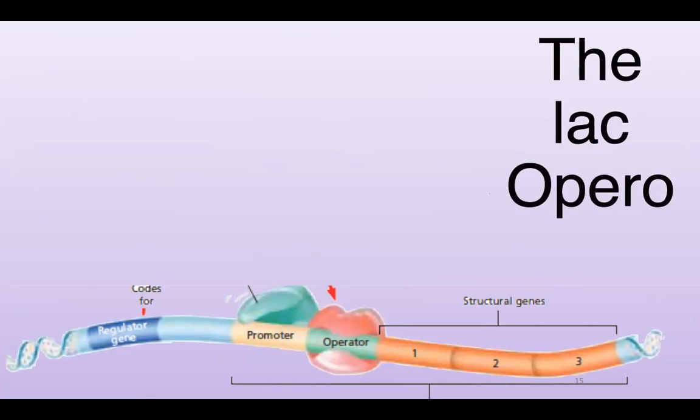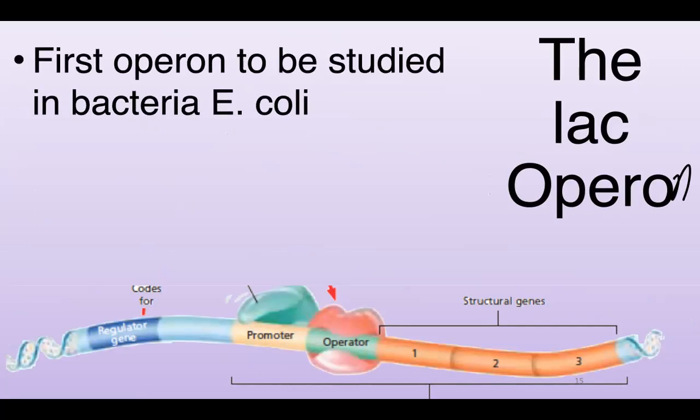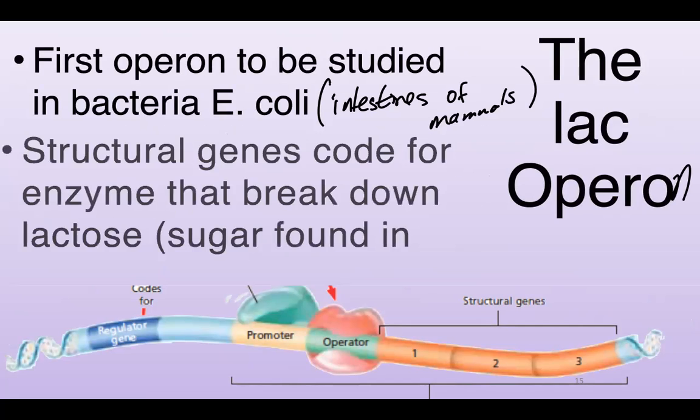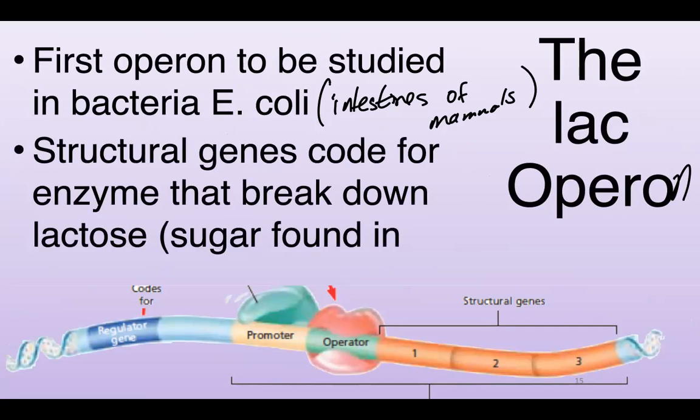That should be the Lac Operon. So this is the first operon to be studied. It's in a bacterial species called E. coli. E. coli lives in the intestines of mammals, of which we are one. And the structural genes for the Lac Operon code for enzymes that break down lactose, which is the sugar found in milk.